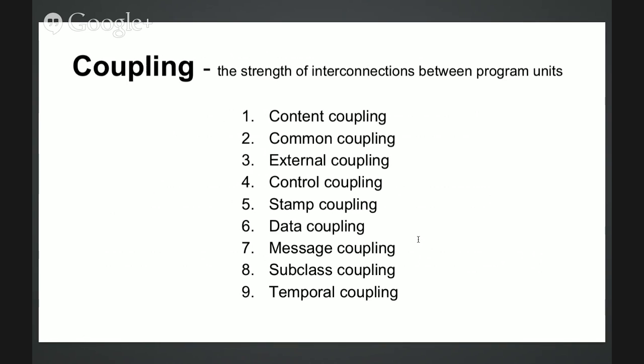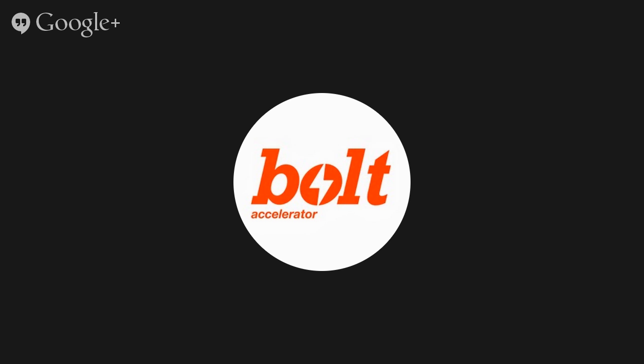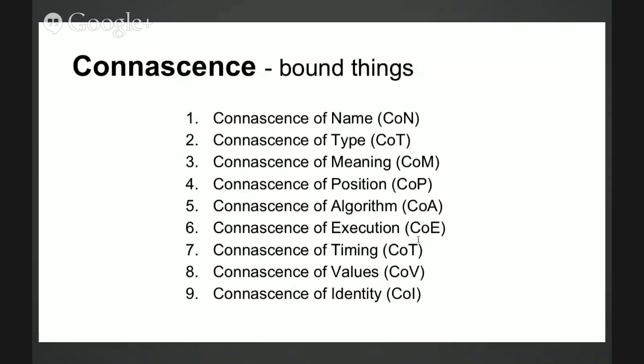Connascence. Well, this is the most modern of all the things, or no? Let me check it out. This was created by Meilir Page-Jones in 1992. I heard about these guys because there was a talk, The Grand Unified Theory of Software Design by Jim Weirich. I think they use this name because the name coupling was taken. Connascence means that the things are bound.